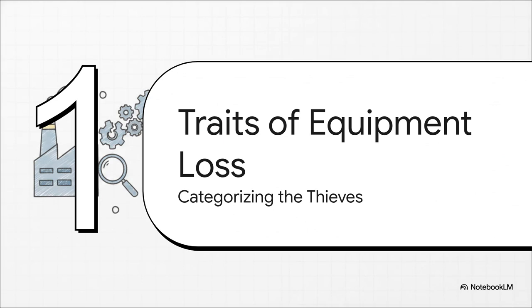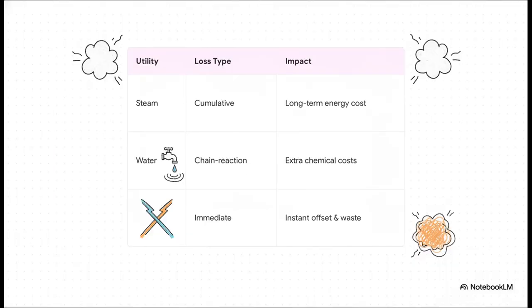Which brings us to Section 4, the 3 traits of equipment loss. Let's categorize these thieves. Just like we categorized process losses, let's look at the behavioral profiles of our utility thieves. Take steam, for example. A leaking steam trap, that's a cumulative loss. It seems tiny, but over months, the energy cost accumulation is just staggering.